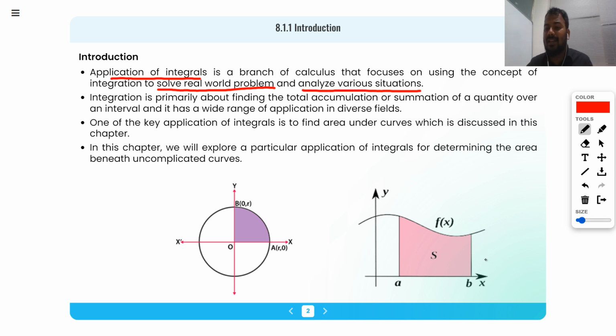Now, what are the real-world problems we are talking about? Let us assume you have got a plot of this dimension like this. So here is a line, and here also is a line, and here also we have a line, but on one side there is a curve. Now, how are you going to find out the area of this particular plot? It is going to be very difficult, right?